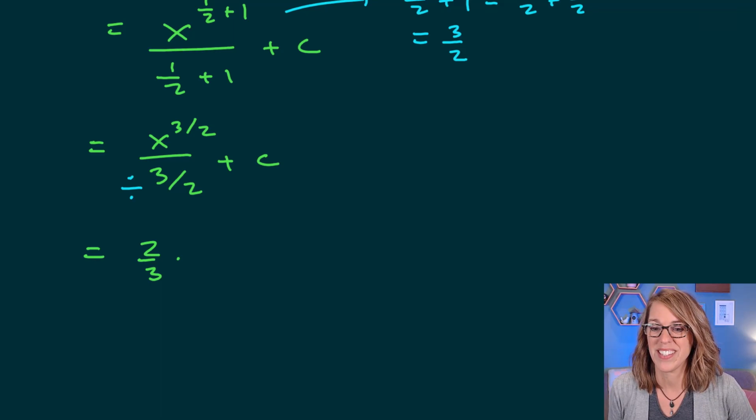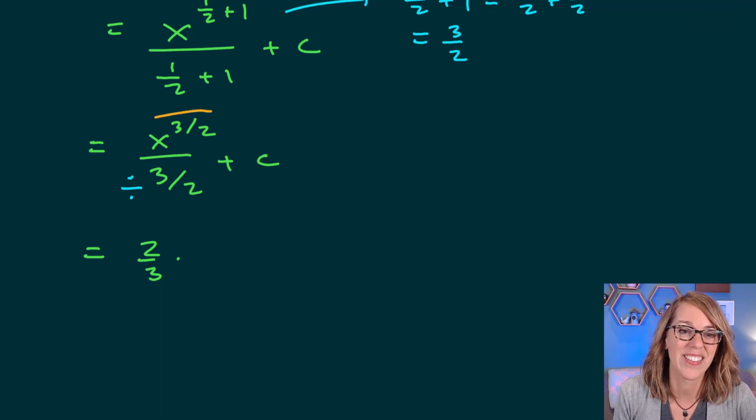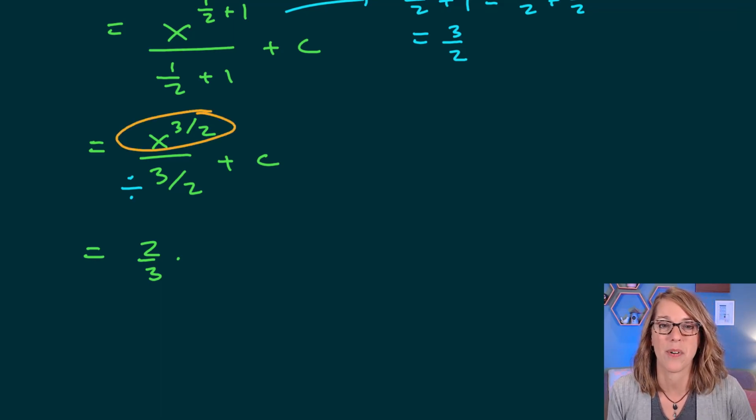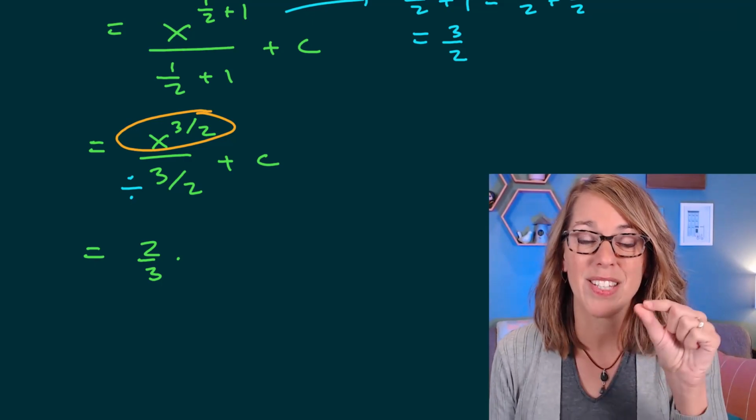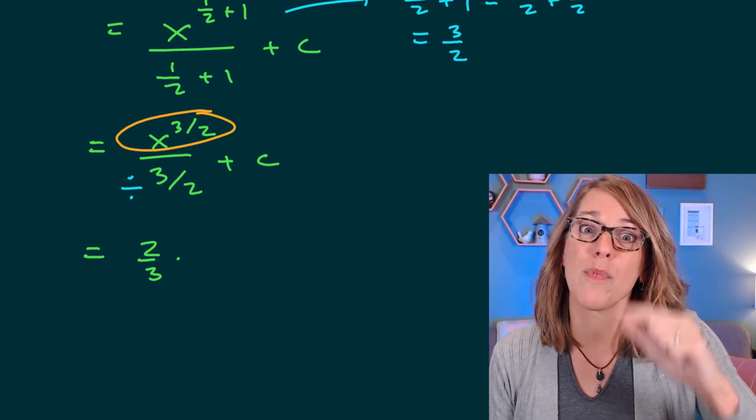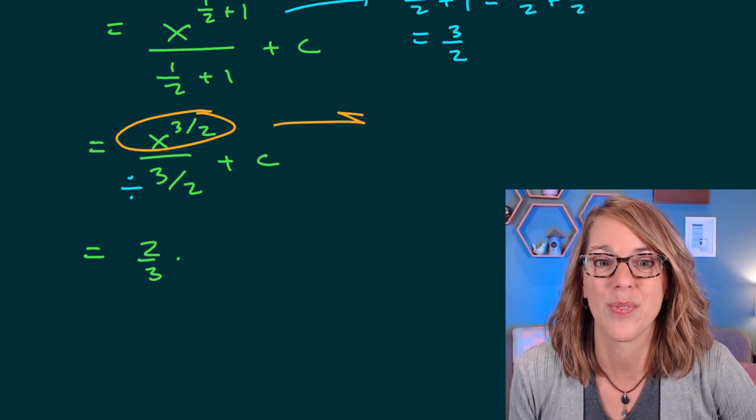So there's that one. Let's next deal with this x to the 3/2 power. Here's a really easy way to simplify these rational exponents where the numerator is bigger. Watch what I do.